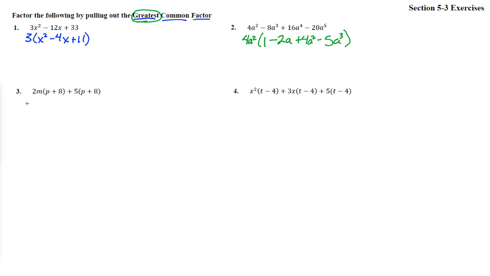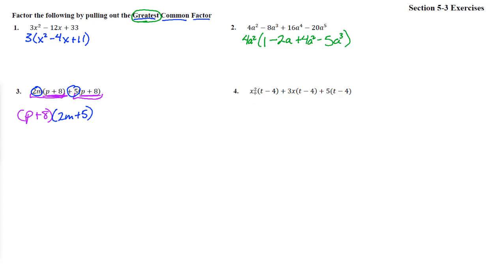All right, number 3. You'll notice here that this term and this term both have a p plus 8 in both places. So we pull that out, p plus 8, and what's left is this one and that one. So what's left is a 2m plus a 5. Oh, that's pretty cool. Look at that. We pulled out an entire binomial that was found in a bunch of different places.